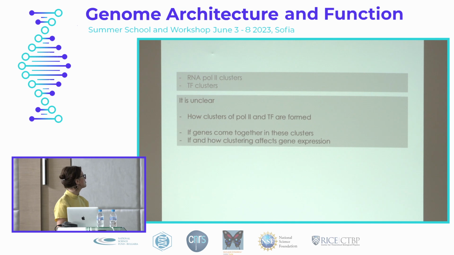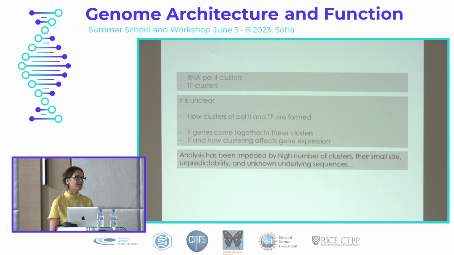And so many people have seen in many systems that RNA POL2 forms clusters, transcription factors form clusters, but it's not so clear how these accumulations of machinery form, if genes come together in these clusters to be regulated, and related, whether these transcription bodies actually have any impact on transcriptional activity. And I think one of the reasons that this has been really difficult to study is because, as I show you, they're often very small. There's many, they appear in unpredictable manners, and often we don't know what the underlying sequence is of these transcription bodies. And so this makes it really hard to study them functionally.